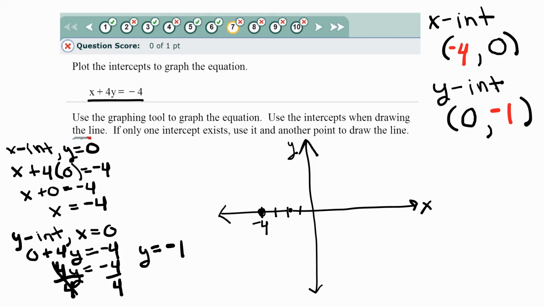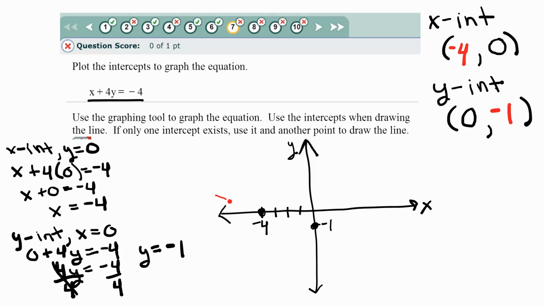Now we're going to plot the y-intercept. On the y-axis, going upward is positive, going downward is negative. Our y-intercept is the point where x is 0 and y is -1, which is down 1. So the point 0, -1 is right here. And those are our two intercept points. In order to draw a line, we only need 2 points, and once we have those, we can draw a line through them, and that is going to be the graph of this line.